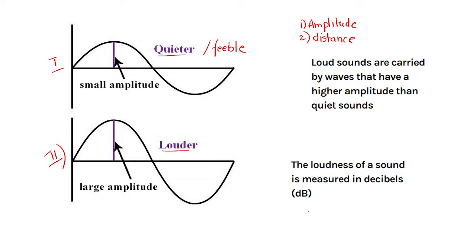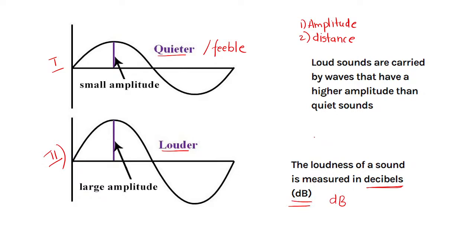The loudness of a sound is measured in terms of decibel. How do we measure the loudness? We measure the loudness in terms of decibel, and decibel is the unit of loudness. While writing, we write it as small d and capital B.